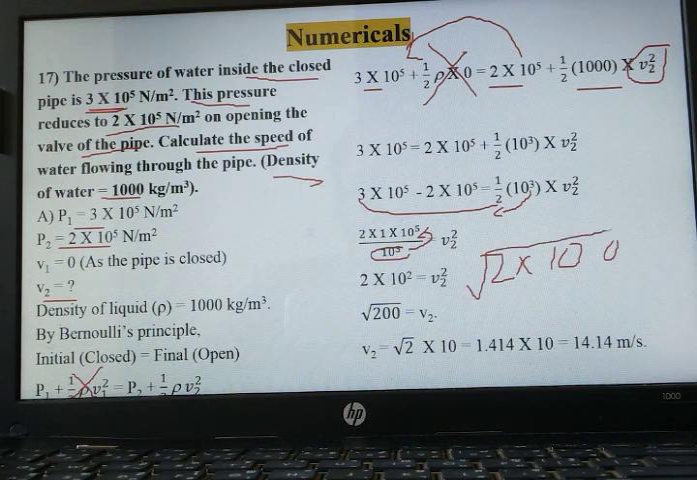If we take the square root, the square root of 100 is what? 10. So we will get 10 root 2. Root 2's value is what? 1.414 into 10. So we will get the answer as 14.14 meter per second.